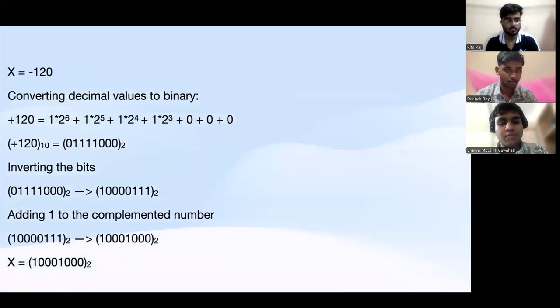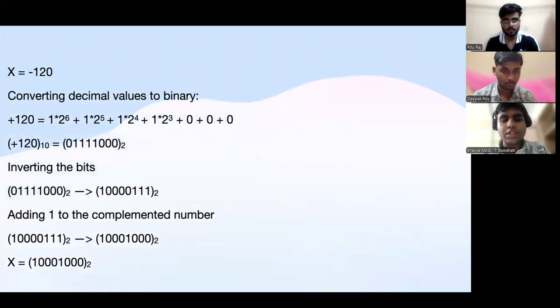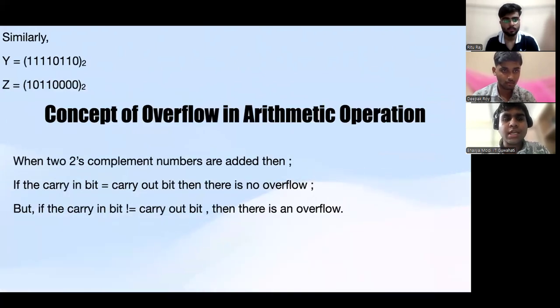So 0 followed by 4 1s, followed by 3 zeros. Now we are going to invert each bit. It will become 1 followed by 4 0s, followed by 111. Now we are going to add 1 to the complemented number. So now it has become 10001000. So now we have got x in its 2's complement form, which is 10001000. Similarly, we have got y and z.